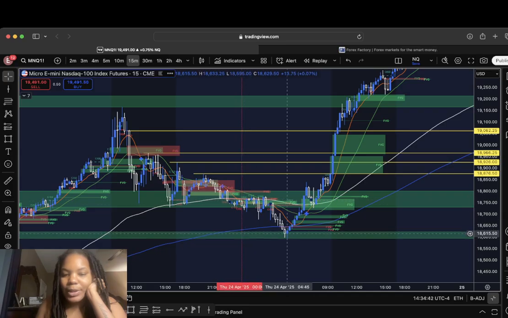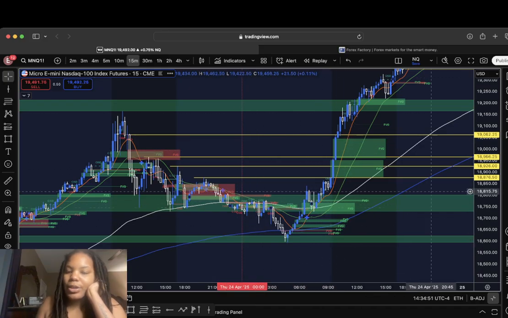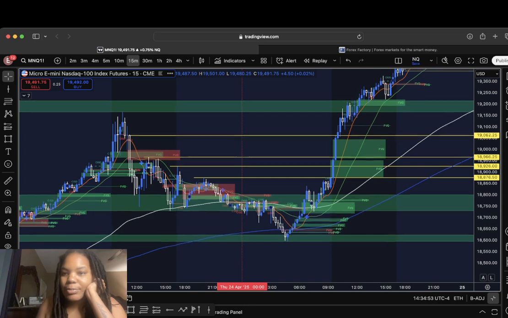We came in, we manipulated lower, which is, if you trade ICT, that's what you want. You want a manipulation lower, and then 9:30 we ride up higher, or you want a manipulation higher, and then we ride down lower at 9:30. This is a bread and butter daily PO3 setup.